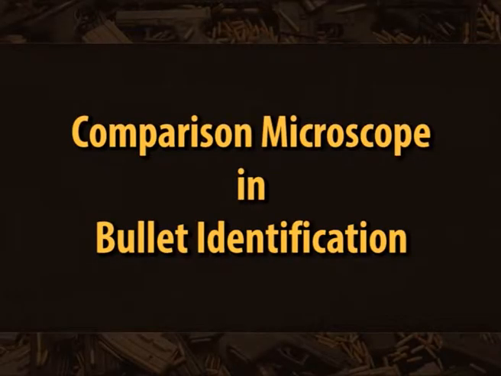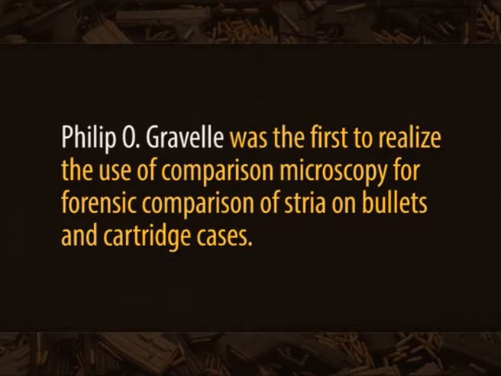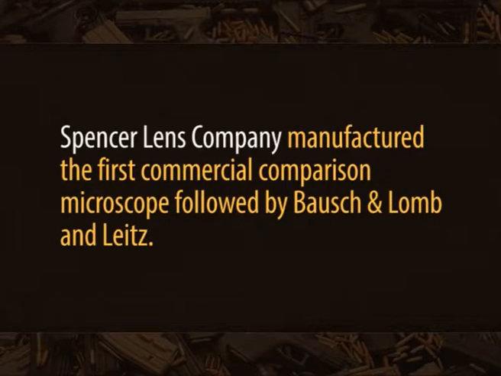The first one is the comparison microscope in bullet identification. Philip O. Gravelle was the first to realize the use of comparison microscopy for forensic comparison of stria on bullets and cartridge cases. Spencer Lens Company manufactured the first commercial comparison microscope, followed by Bausch & Lomb and Leitz. For the first time, evidence based on comparison microscope was presented to the court of law in the United Kingdom in the very infamous case of murder of Constable Gutteridge.